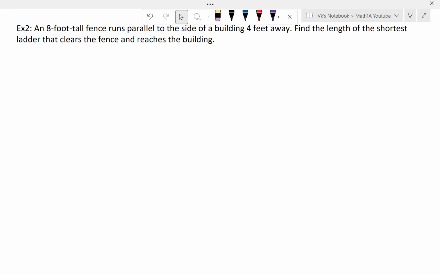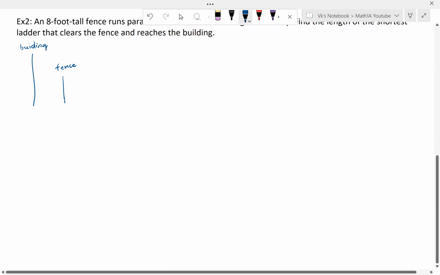Example 2. An 8-foot tall fence runs parallel to the side of a building 4 feet away. Find the length of the shortest ladder that clears the fence and reaches the building. The problem is pretty short and sweet. Let's just draw this out. Here comes the building. Here comes the fence. And the distance is 4.